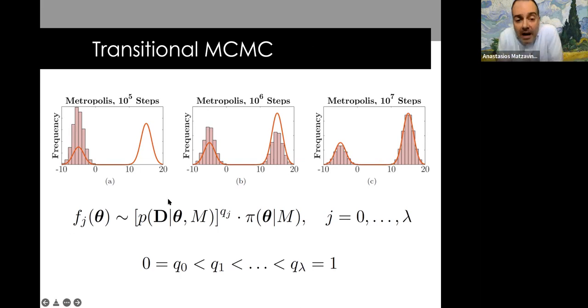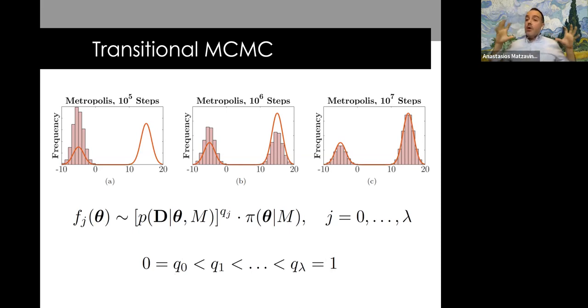All right, so you're going to have a sequence of intermediate distributions, which are going to be given by this expression. For the exponent qj equal to 0, you have the prior distribution. For qj equal to 1, you have the posterior distribution, modulo the normalizing factor that you don't want to compute, right? And so the idea is to devise an algorithm that samples from these intermediate distributions instead of immediately trying to sample from the posterior distribution.